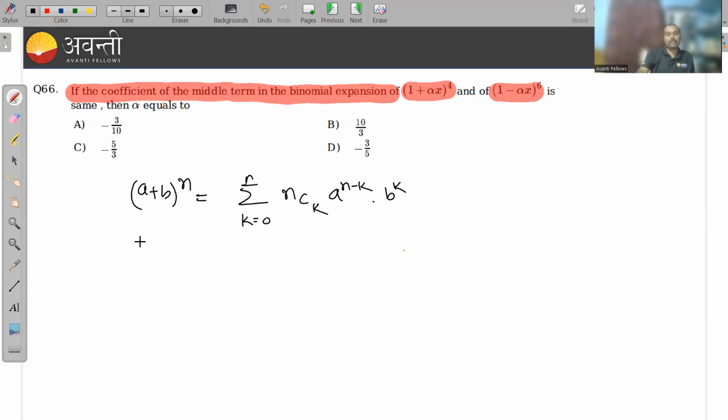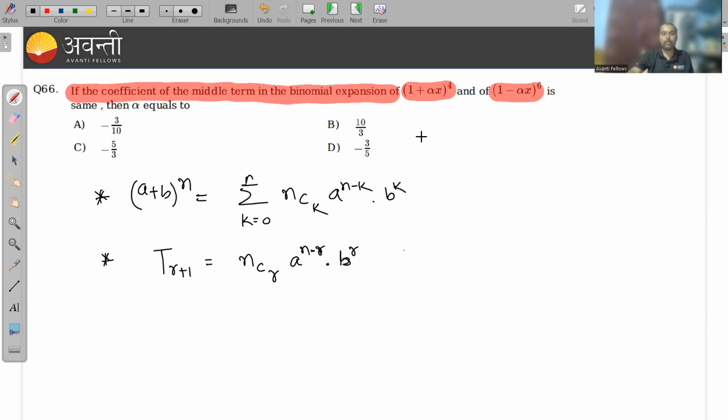And now I'm asking, what is the general term of this binomial expansion? How can we find it? What is the formula? That is T of r plus 1. T r plus 1, or T of k plus 1, is equal to nCr into a to the power n minus r into b to the power r. So this is my general term.